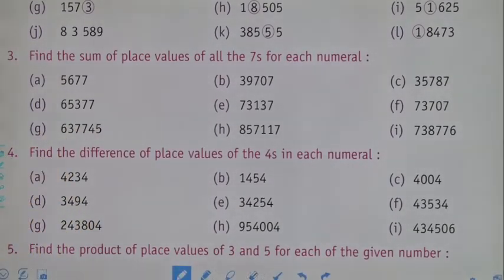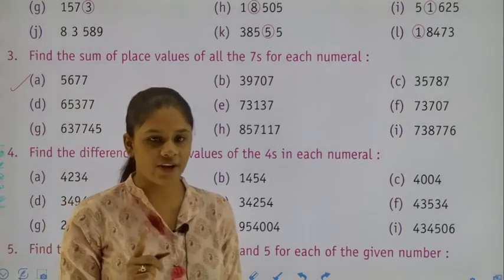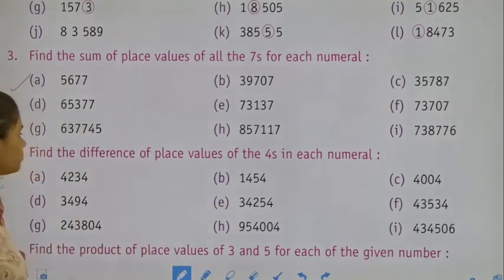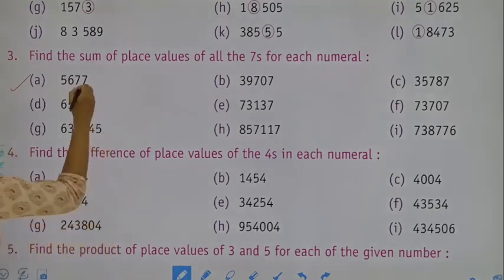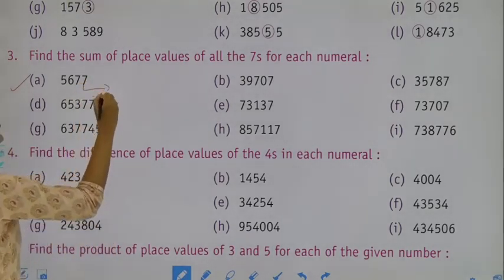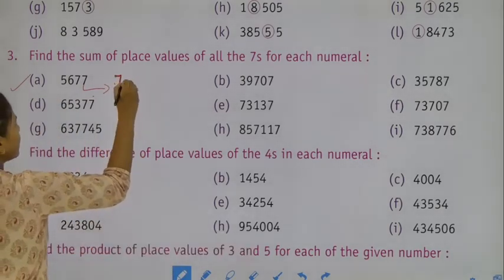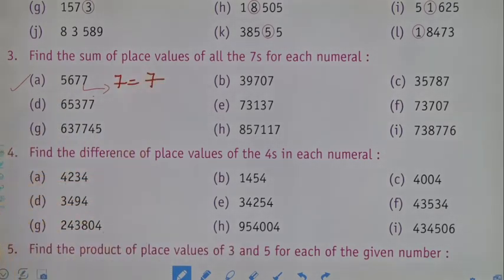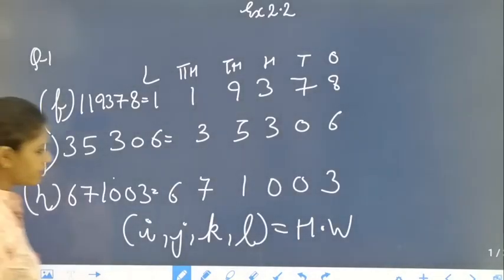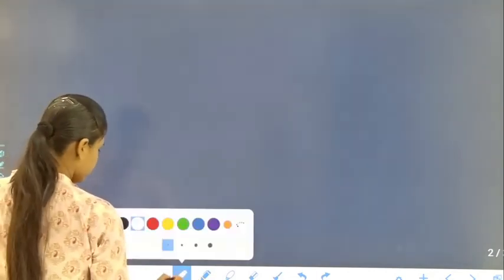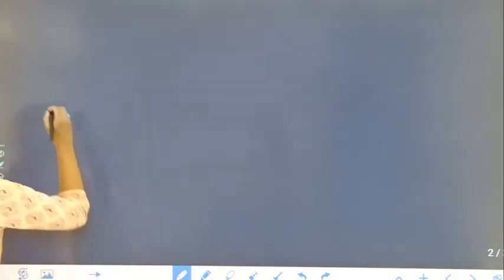That is, find the sum of the place values of all the sevens in each numeral. Students, in this question, we have to tell the place value of 7 only. Okay, let's start with this question. First, what will be the place value of 7, students? 7 only. We will do it in this page. Wait a minute. Move to the third question.